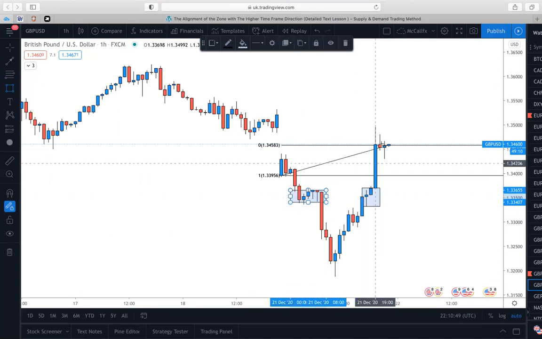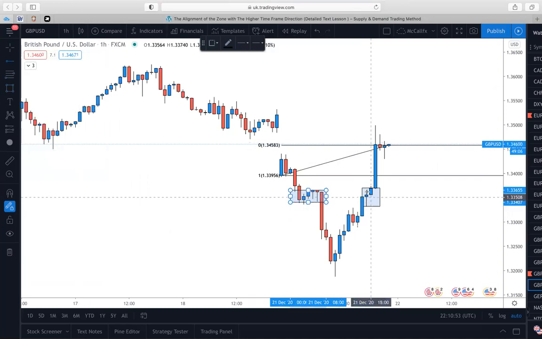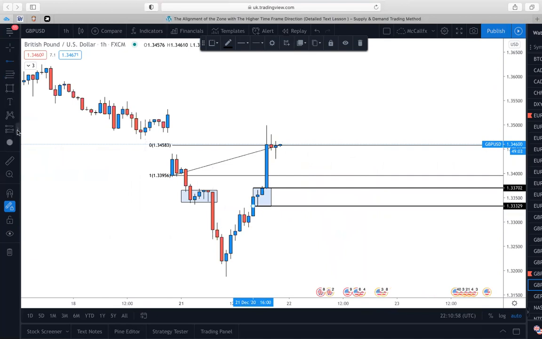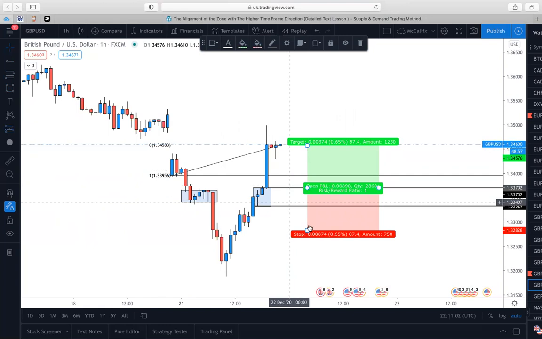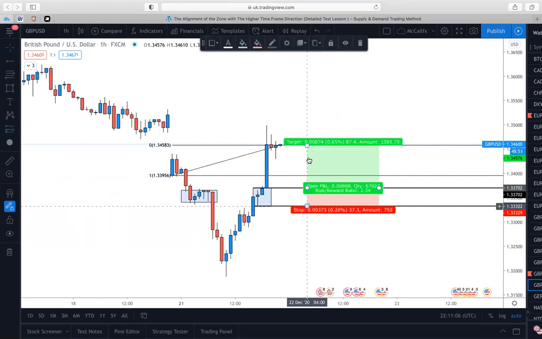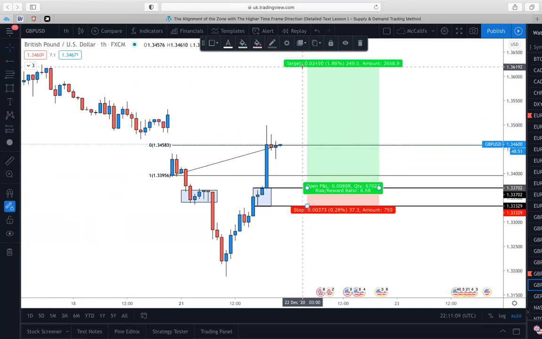And this was flipped. So what I'm expecting is, I'm expecting price to retrace to this level, and then I take my trade to the upside, right? This is why I'll be looking to take my trade to the upside.